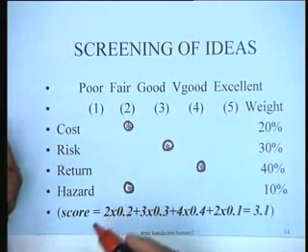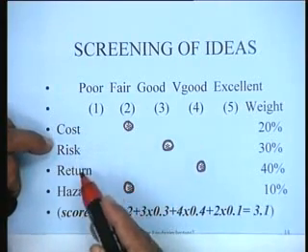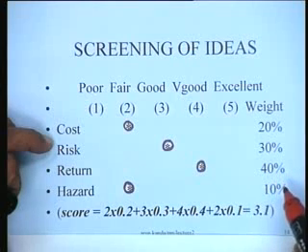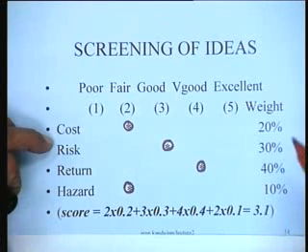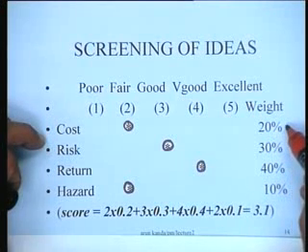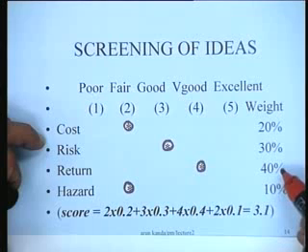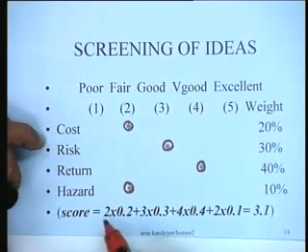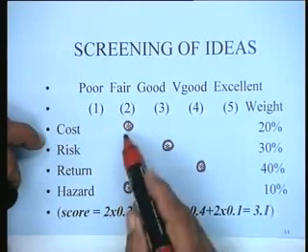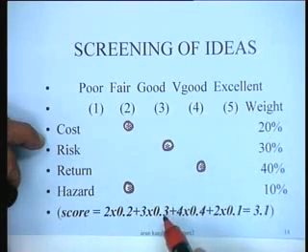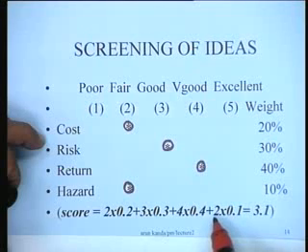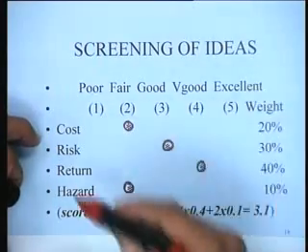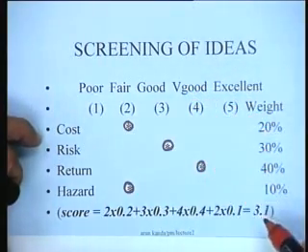What can be done is that these individual criteria that we were talking about could have different weightages depending upon management's priority. Let us take, for instance, that management wants to give a weightage of 20% to cost, 30% to risk, 40% to return, and 10% to hazard. Then the total score for this particular idea would be 2 into 0.2, 3 into 0.3, 4 into 0.4 plus 2 into 0.1, which is 3.1. So you have a means of quickly identifying on one particular sheet how much this idea is worth.